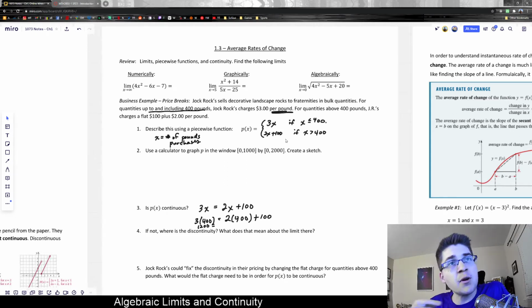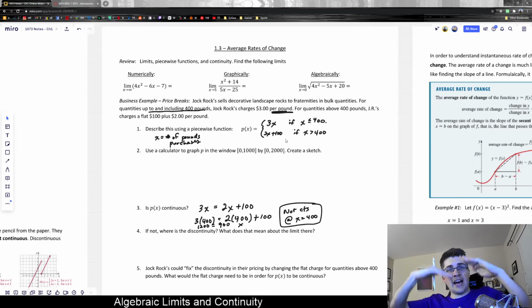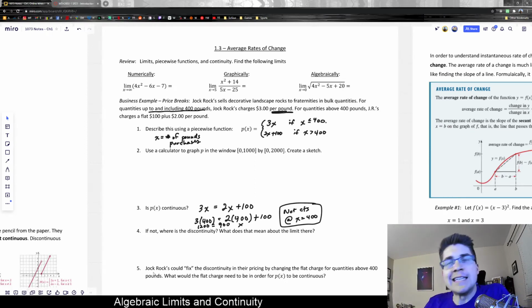Or essentially, if they were to purchase 400 pounds, well, technically they would have to purchase less than 400. The left-hand limit here would be approaching 1200. The right-hand limit here would be approaching 900. So those, again, are not equal. So that means it is not continuous at x is equal to 400. And when we see our graph, we can expect to have a weird discontinuity there.